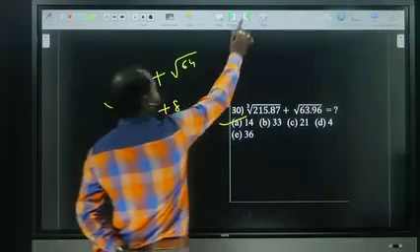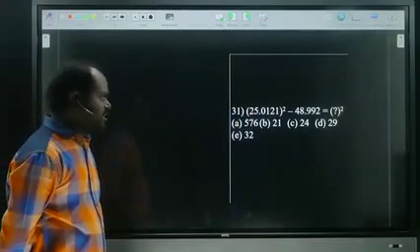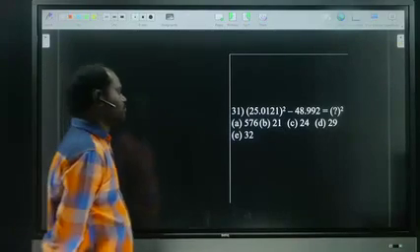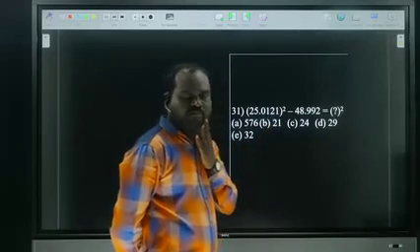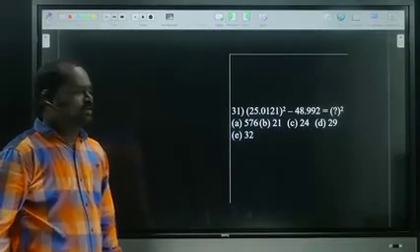Next. 25.0121 whole square minus 48.992 is equal to question mark whole square. In between, which symbol is there? Minus. In between is the minus symbol. So no problem, we can do it.